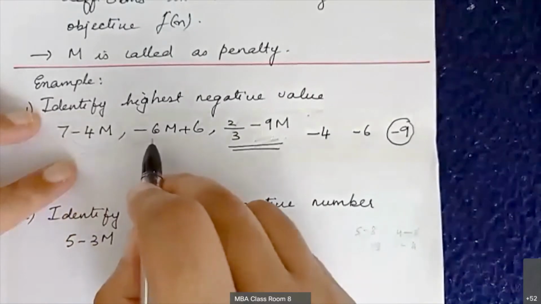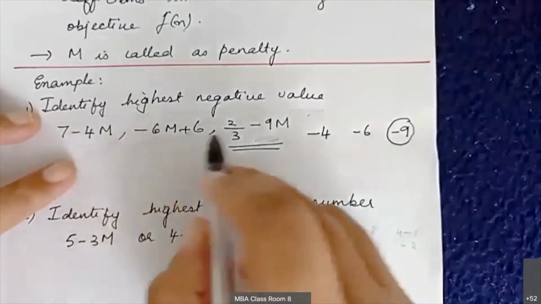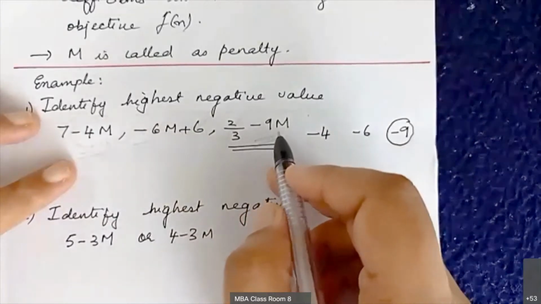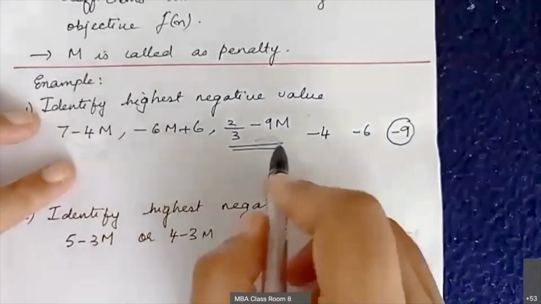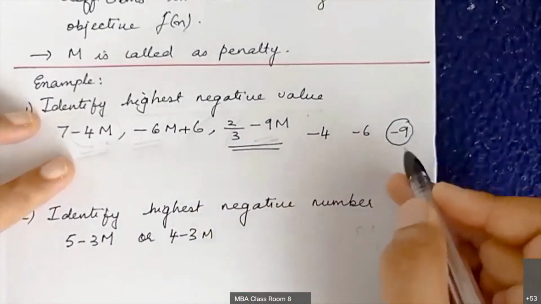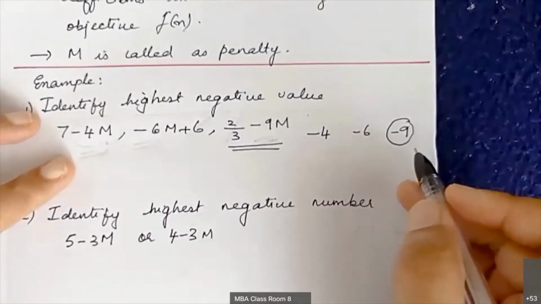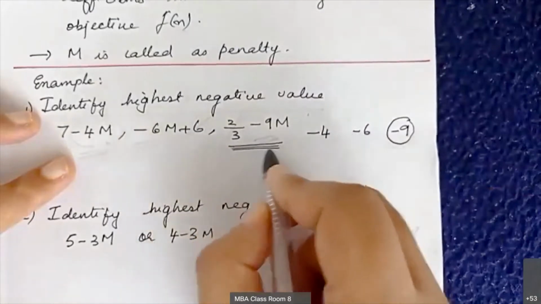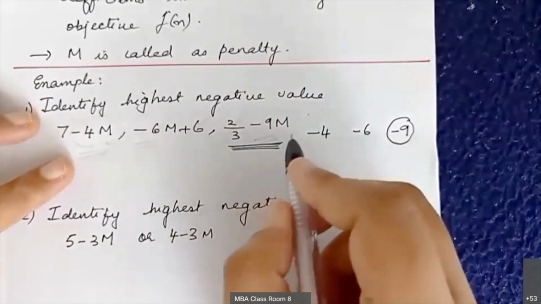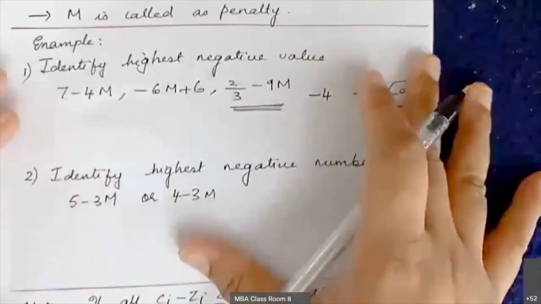Here we have minus 6 that is associated with M. And in this last number, we have minus 9 which is associated with M. And we are considering the three numbers there: minus 4, minus 6 and minus 9. Minus 9 is the highest negative value. So we say that the last number here, minus 9, is the highest negative number when we consider the three numbers. Okay.